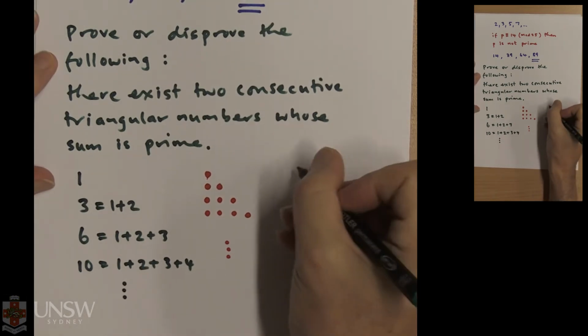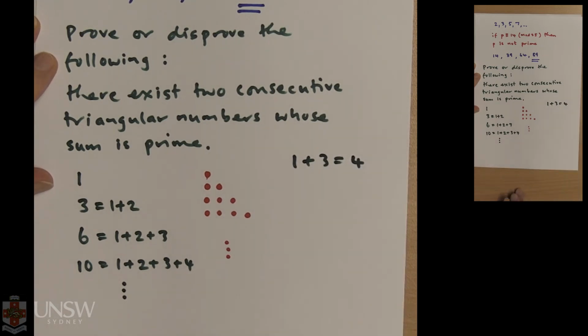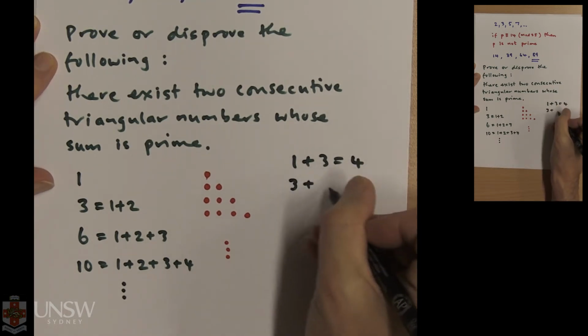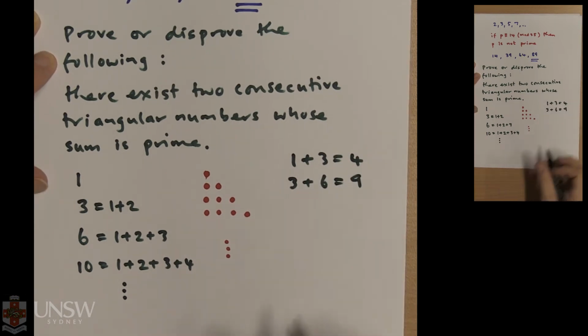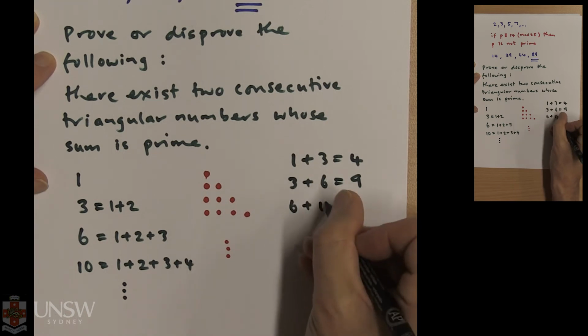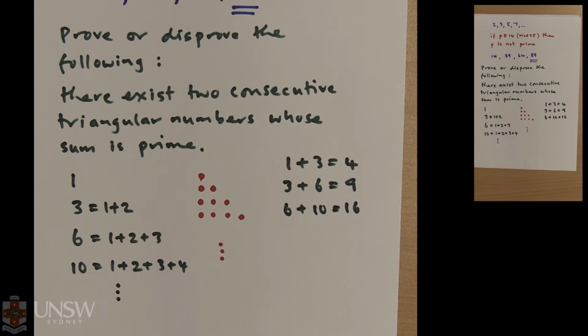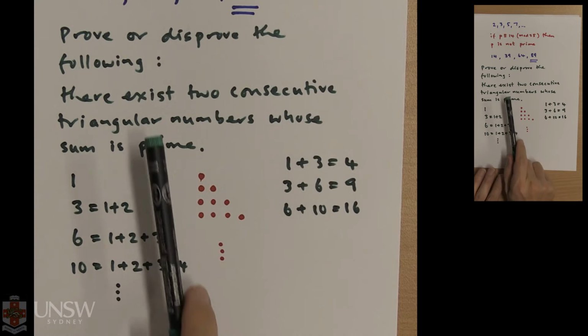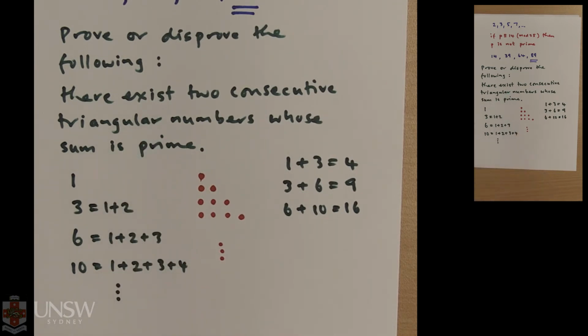Well, let's just try some examples. 1 plus 3 equals 4. Well, that's not prime. 3 plus 6 equals 9. That's not prime. 6 plus 10 equals 16. That's not prime. So we haven't yet found an example to prove this is true. Remember, it is an existence statement. So to prove it's true, I just need one example. I need to find two consecutive triangular numbers whose sum is prime. I haven't found an example so far.